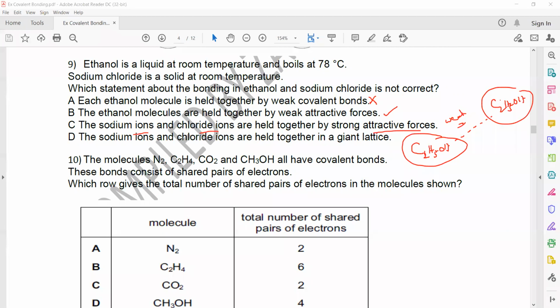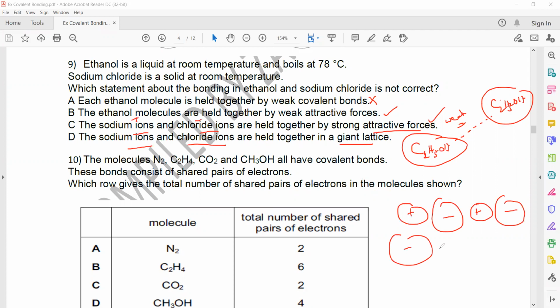Statement C: sodium ion and chloride ion are held together by strong attractive force. That's true, because the sodium ion will be positive and the chloride ion will be negative, and they will have a strong force. Sodium ion and chloride ion are held in a giant lattice. That's also true, because sodium is positive, chlorine is negative, and it will be a giant structure with a lot of ions in the structure. So we also call that a giant lattice of ions. So statement D is also true.